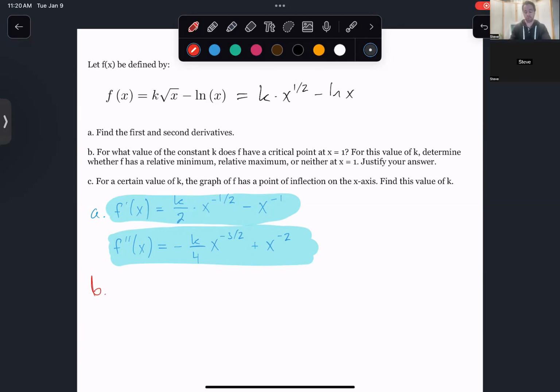Part B. For what value of the constant k does f have a critical point at x equals 1? For this value of k, determine whether f has a relative minimum, relative maximum, or neither at x equals 1, and justify your answer.